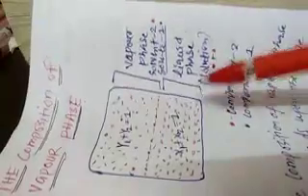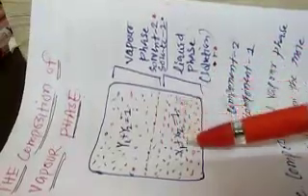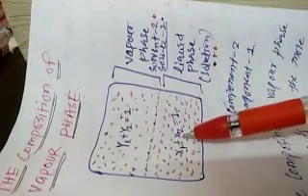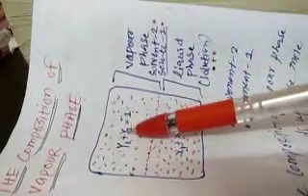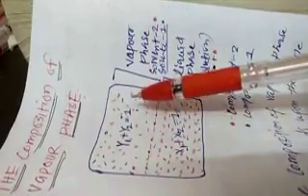Now we want to understand the composition of the vapor phase. You can see here in the liquid solution, the mole fraction of component 1 is x1 and the mole fraction of component 2 is x2, and the total is 1. In the vapor phase also we have the mole fraction of component 1, y1, and the mole fraction of component 2, y2, and that also equals 1.